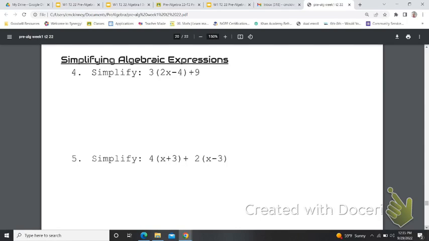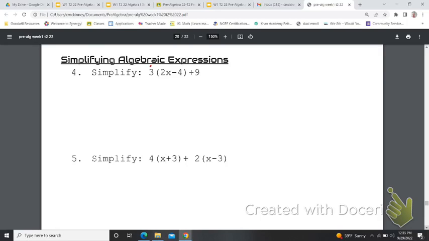Alright, so number 4, the directions say simplify, so this can include distributing and combining like terms. So if there are parentheses, we need to distribute because I cannot combine the 2 and the 4. This does not mean 2 times negative 4. The x is a variable here.